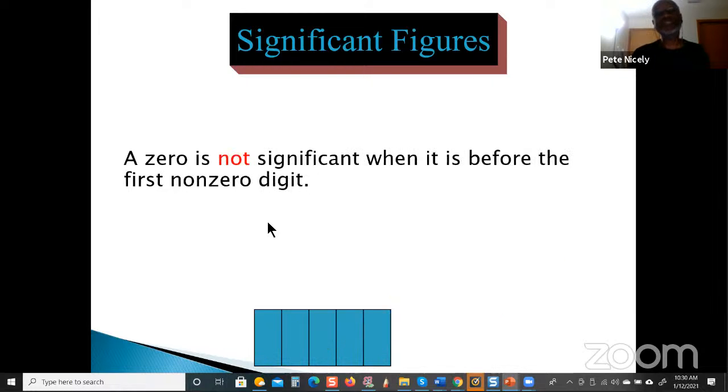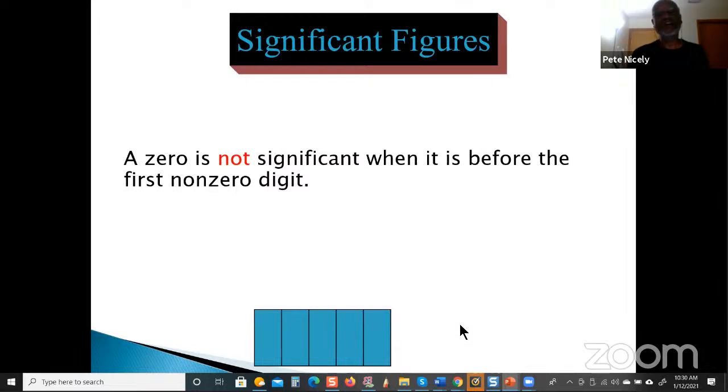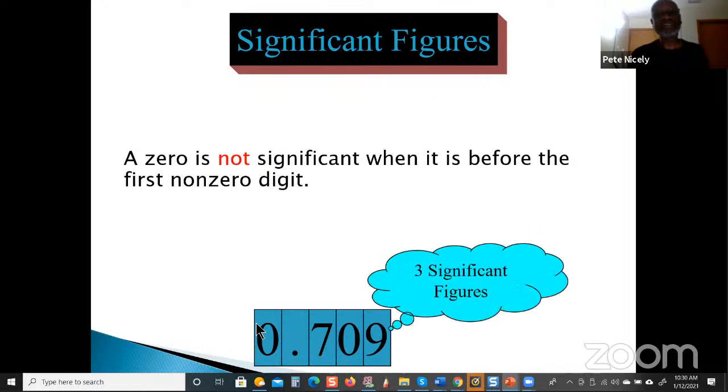Now, this rule deals with a situation where 0 is not significant, and that is when it appears before the first non-zero digit. So let's look at this number here. You'll notice that you have 3 zeros and then you have a 6 here. These zeros are not significant, right? And that's because these zeros are preceding the first non-zero digit, all right? Here's another example. This 0 is not significant because it precedes the first non-zero digit. But this 0 is significant because it is sandwiched between 2 non-zero digits.